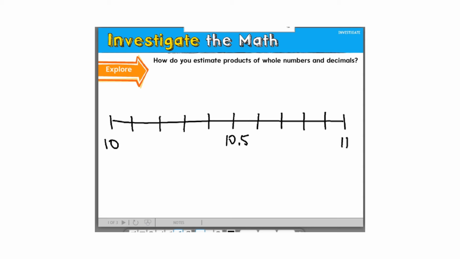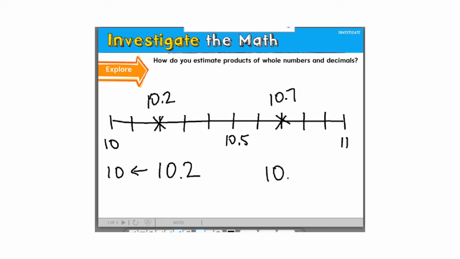So if I have a number like 10 and 2/10, I want you to mark that on your number line. Would you round 10 and 2/10 up to 11, or would you round it down to 10? Down to 10, right? Because it's closer. So we're going to just write this into our notes that we would round that down to 10. What about 10 and 7/10?